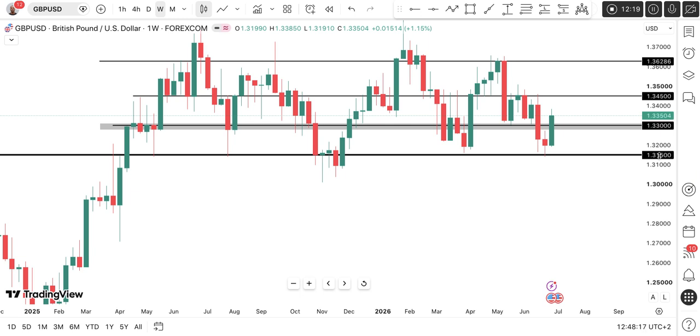1.31500, this is a round psychological level. It's perfect. Every time we came in here, we had a bullish engulfing, we had a bounce, a bullish engulfing, we had a bounce, a bullish engulfing, and we had the bounce again and a bullish engulfing.